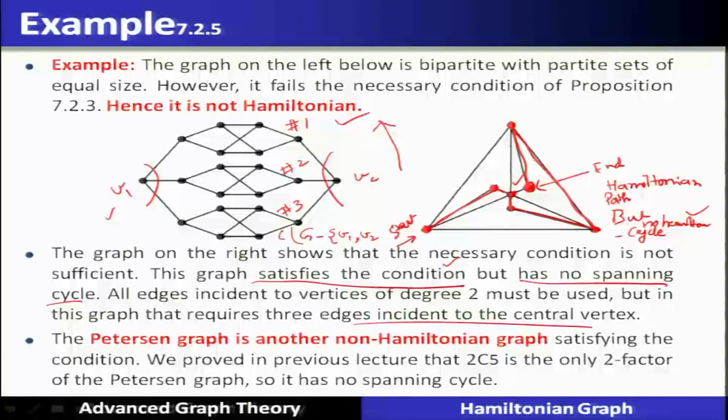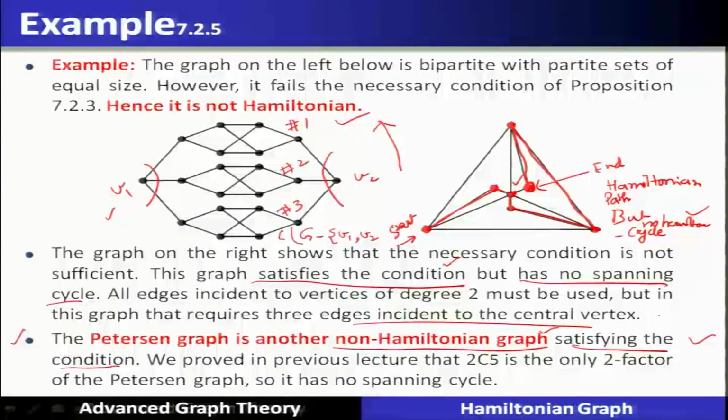Now, another important graph, called the Petersen graph, is also a non-Hamiltonian graph which satisfies these conditions. Which conditions? The necessary condition which we have stated.